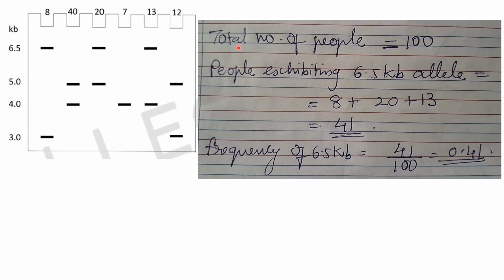Now frequency calculation. The total number of people, if you add all these, 80 plus 40 plus 20 plus 7 plus 13 plus 12, you will get 100. Now people exhibiting 6.5 kb allele, that is over these ones: 8, 20 and 13. So these are the people who are exhibiting the 6.5 kb allele. Add up 8, 20 and 13, divide by the total number of people, and you will get the frequency as 0.41.